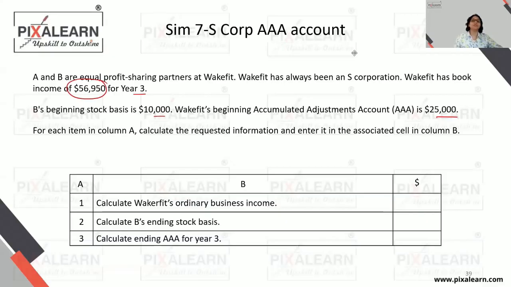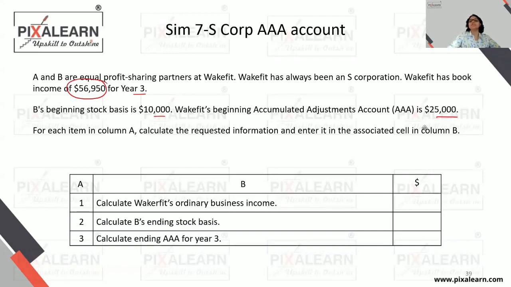Again, all of these are the most difficult questions, guys, because I'm not giving you any drop down. I'm asking you to fill up everything, so any lacuna in your concepts will become glaring. I know my book income for year 3. I have to calculate Wakefit's ordinary business income, and the ending stock basis for a person who started with 10. So I know this has to increase by my share of the profits, both ordinary and separately stated items.